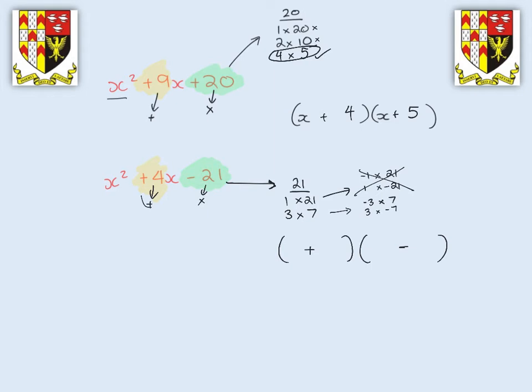So if I add these two together, negative 3 add 7 will give me a positive 4, and 3 add negative 7 would have given me a minus 4. So I want a positive 4, so it's going to be these two that I'm going to be selecting. So the 3 needs to be negative and the 7 needs to be positive.